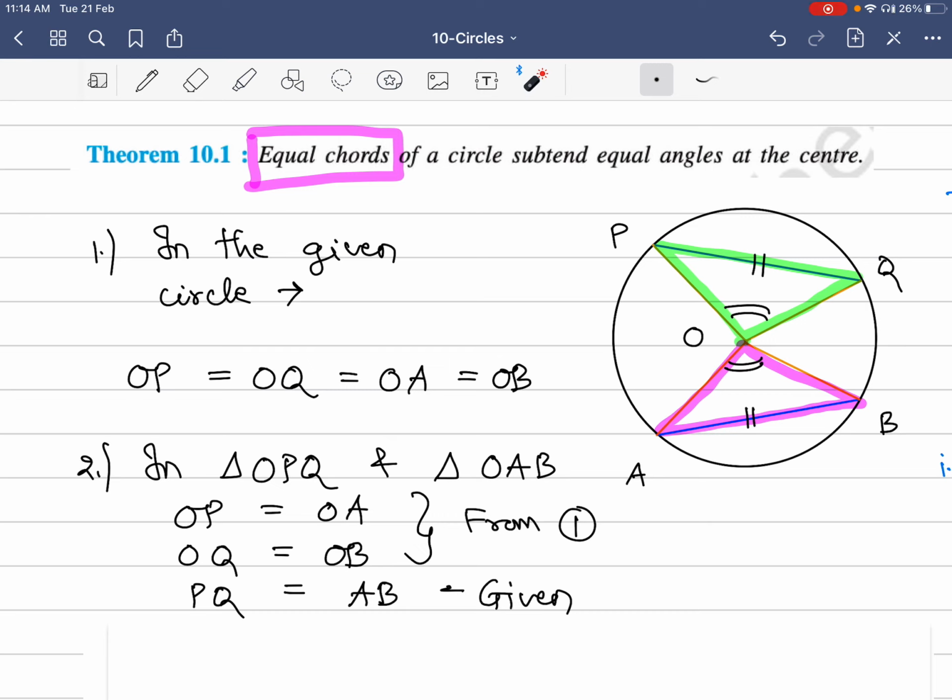Also note how we are using the congruency of triangles in order to prove this theorem. This is very important throughout the chapter of circles. We are going to use different tests of congruency of triangles to prove how the triangles are congruent to each other, and thus a lot of interesting properties come out.